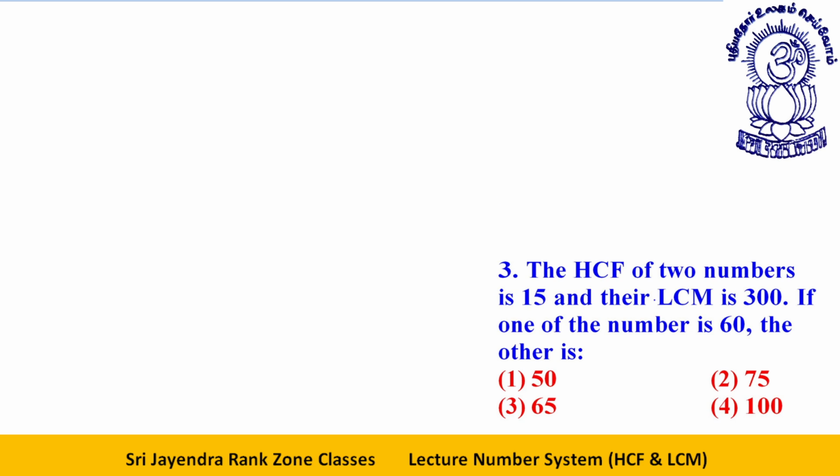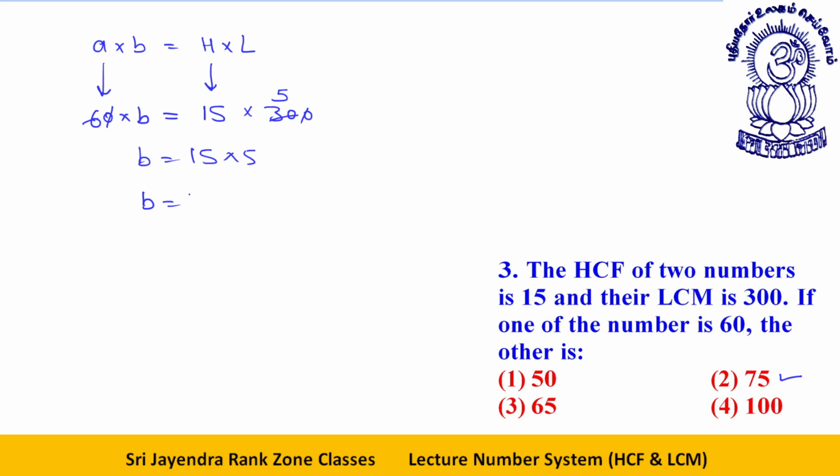The HCF of two numbers is 15 and their LCM is 300. If one of the number is 60, the other number is? Very easily A into B is equal to HCF into LCM. The HCF of two numbers is 15. Okay. See students, before solving it, I'm telling you this is the answer. I'll show it to you how. And their LCM is 300. If one of the number is 60, let's say this is 60 into B. Okay. So B comes out to be 0, 0 cancel. 6 cancels with 30 to give me 5. So B I can say is 15 into 5, or I can say B is equal to 75. I hope so far everything is clear to everyone.